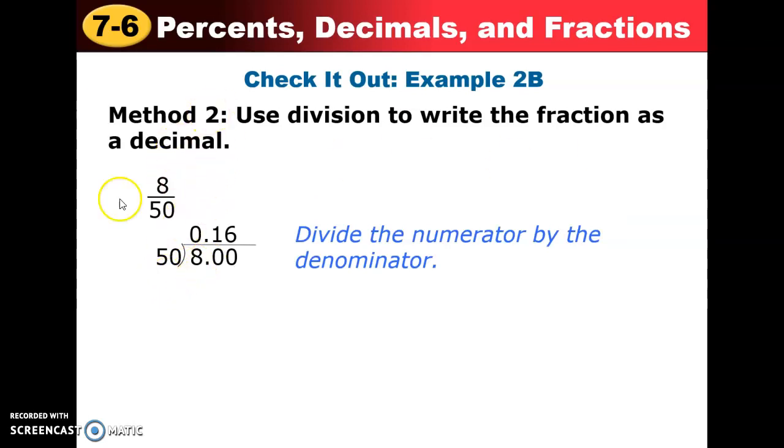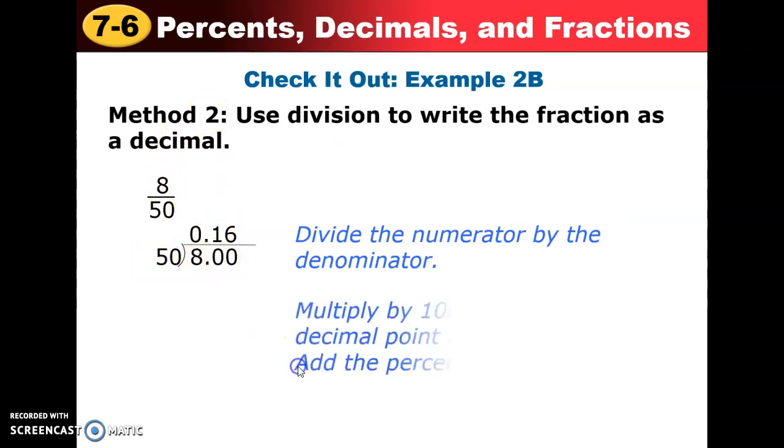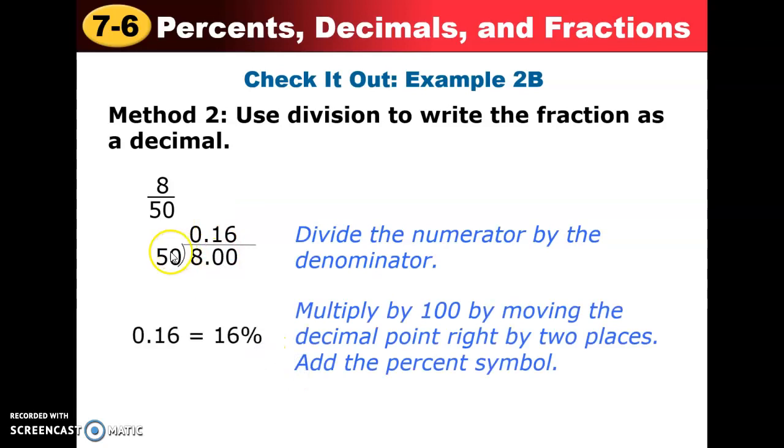Okay, so 50 goes into 80 1 time, and you get a remainder of 30. If you drop down your 30, drop down your 0, it becomes 300. I don't know why they're not showing you this work, but 50 goes into 300 6 times. So our answer is, like I said before, 16%.